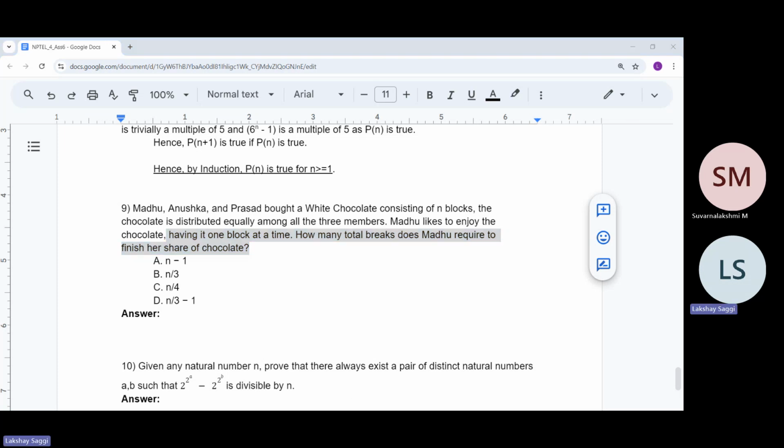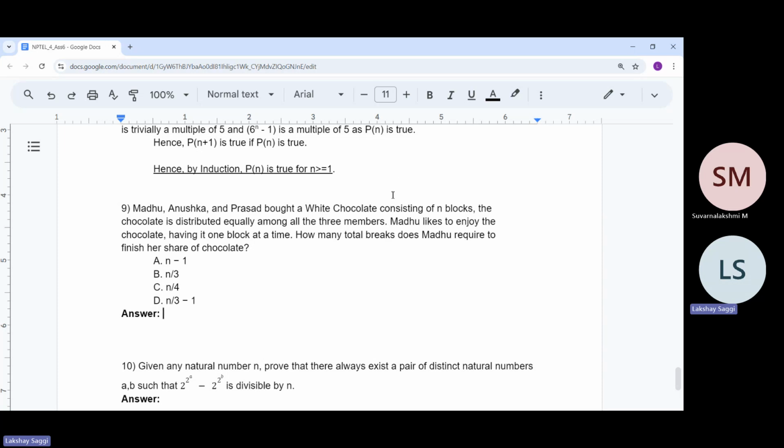So any guesses? I believe this is not too difficult a question. This is a straightforward question. Would you like to guess, Suvarna Lakshmi? Okay, maybe I could just write it down, it's too complicated a question anyway.